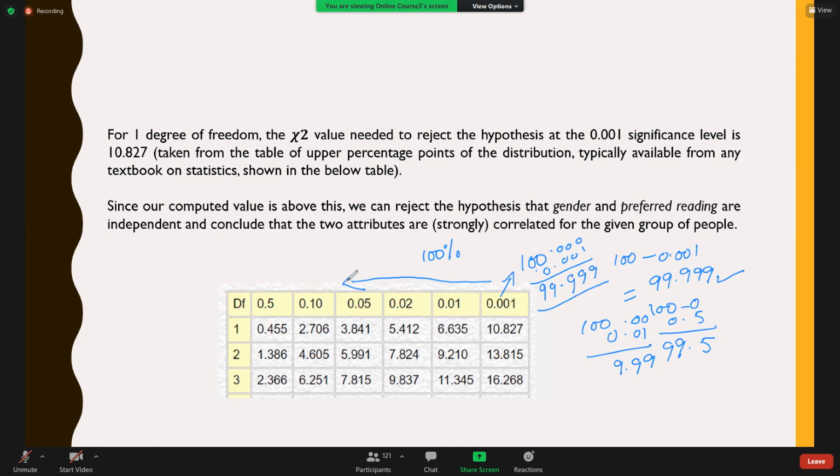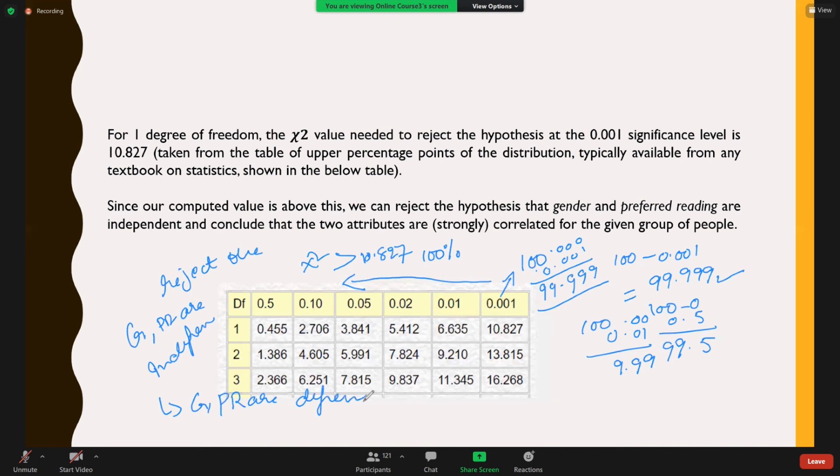So finally, we got a chi-square value greater than 10.827, which indicates that we can reject the hypothesis. What is the hypothesis? Both attributes, gender and preferred reading, are independent. If we are rejecting it, finally we are saying gender and preferred reading are dependent. They are redundant.